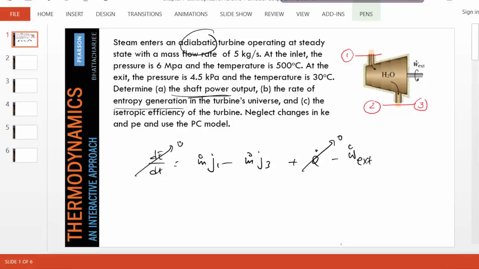It's a steady state. So therefore, the shaft power, or the external work transfer, is given by m dot (J1 minus J3). And because we are neglecting any KE and PE changes, we can write this as m dot (H1 minus H3). So we need to find H1 and H3 to find the turbine output. We'll come back to the entropy analysis later.